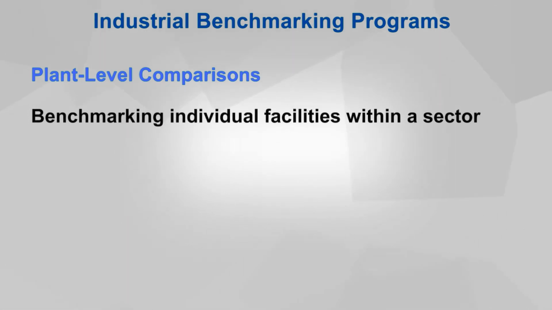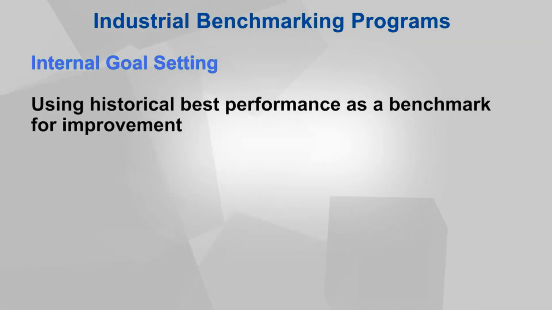Here we calculate a benchmark indicator for each facility within a sector. This allows us to see how a plant measures up against the state of the art and other plants in the same sector. Lastly, we have internal benchmarking for large companies. From the perspective of a corporate strategist, companies set energy efficiency goals based on their historical best performance. This approach helps them reduce energy use over time without disclosing proprietary information.